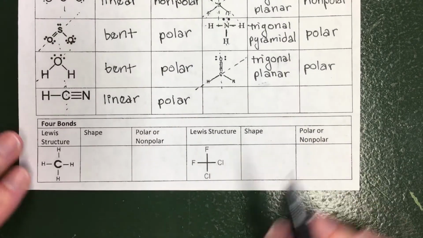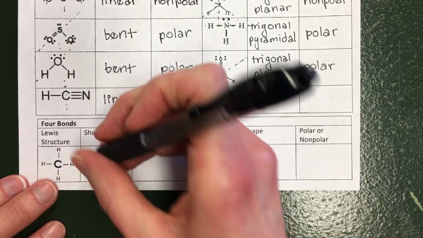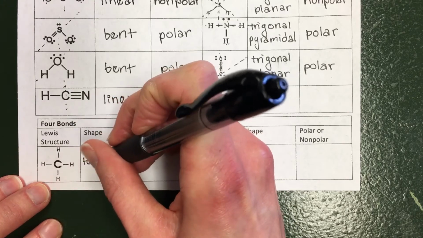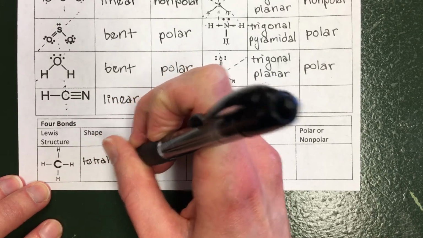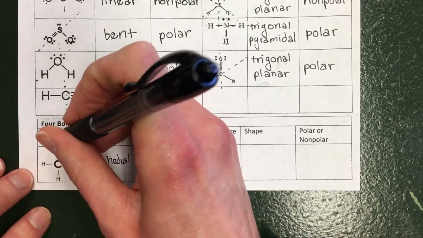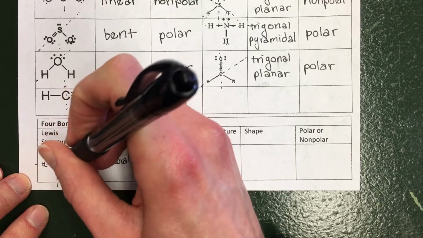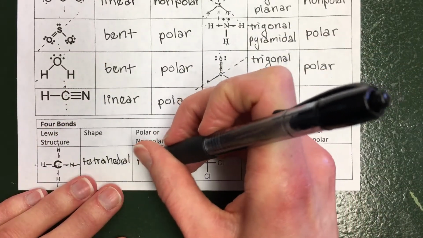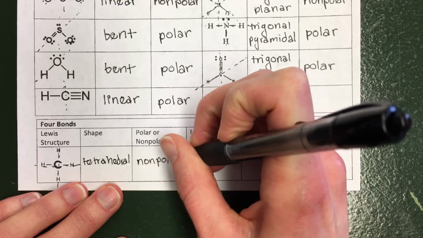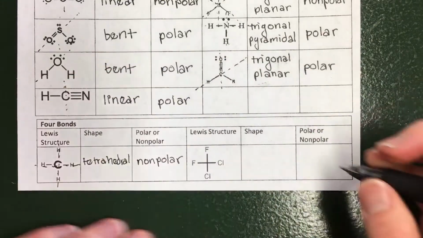Okay, let's do some with 4 bonds. Remember, anytime it's got 4 bonds, it's going to be tetrahedral. And this one right here, it's symmetric. If I cut it this way, it's the same. If I cut it this way, it's the same. So it's going to be nonpolar because each of these atoms is an H, so they're all the same.